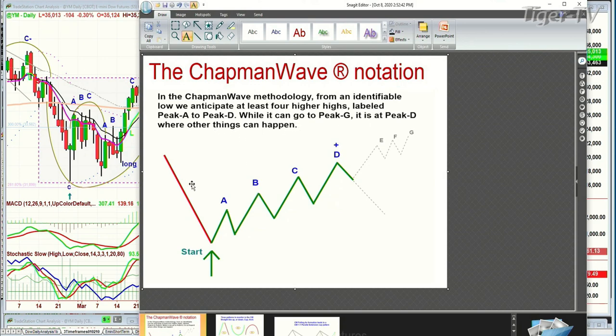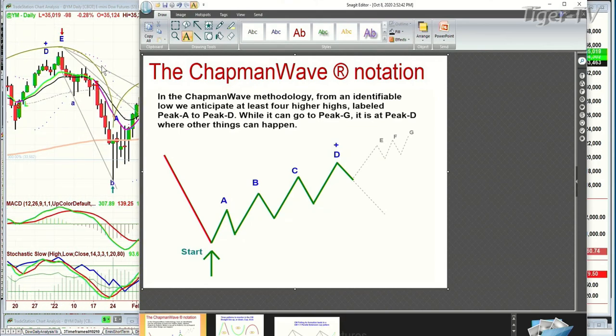So in the Chapman Wave methodology, we try to identify the lowest low and then count. This is a way of grading each particular higher peak. It can go all the way from a peak A to a peak G, seven higher peaks. It's like music: A, B, C, D, E, F, G. There's never an H. And you've got your two quadrants, quadrant number one and quadrant number two. In this case, you go to a peak D, and that says at peak D, the fourth highest peak, other things can happen. Let me just move this to the side. You can see it right here.